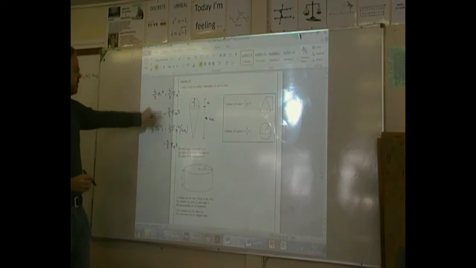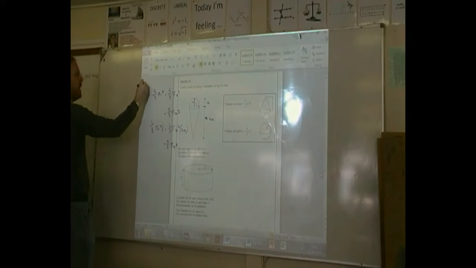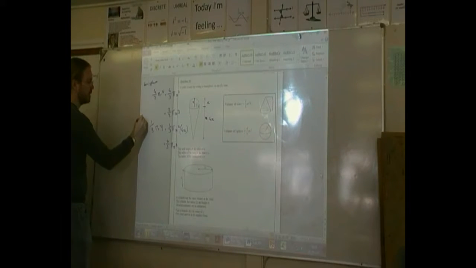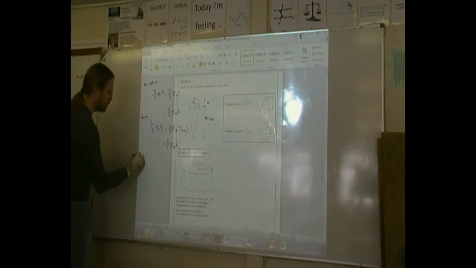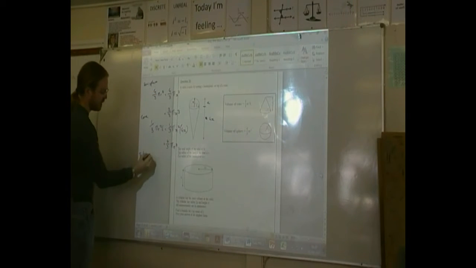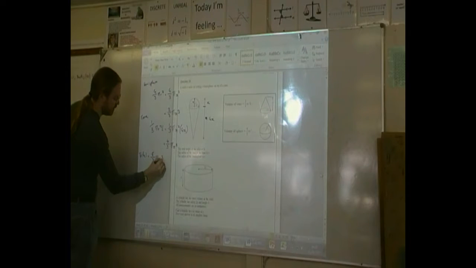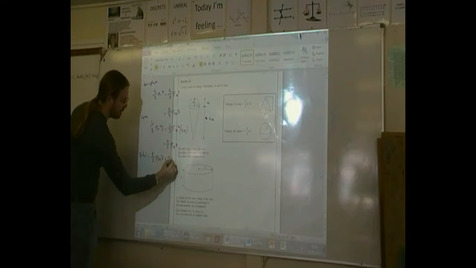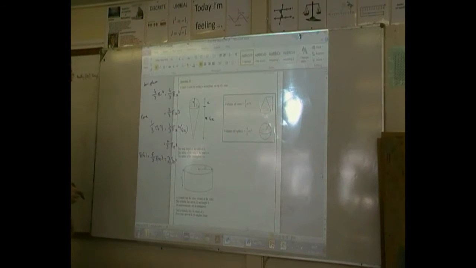We can add those two together. So this was the hemisphere, and this is the cone. So the total of that shape, 2/3 pi x cubed plus 4/3 pi x cubed, is going to be 6/3 pi x cubed, and 6/3 is just 2. So 2 pi x cubed. That's really simple.